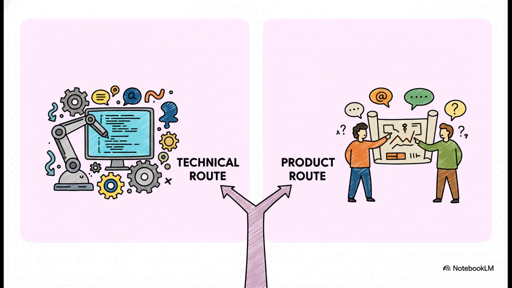On the other side, you've got the product route. This is where you leverage those gray box skills to become a business analyst or even a product owner. Your goal here isn't to test the code, but to help decide what code gets built in the first place.